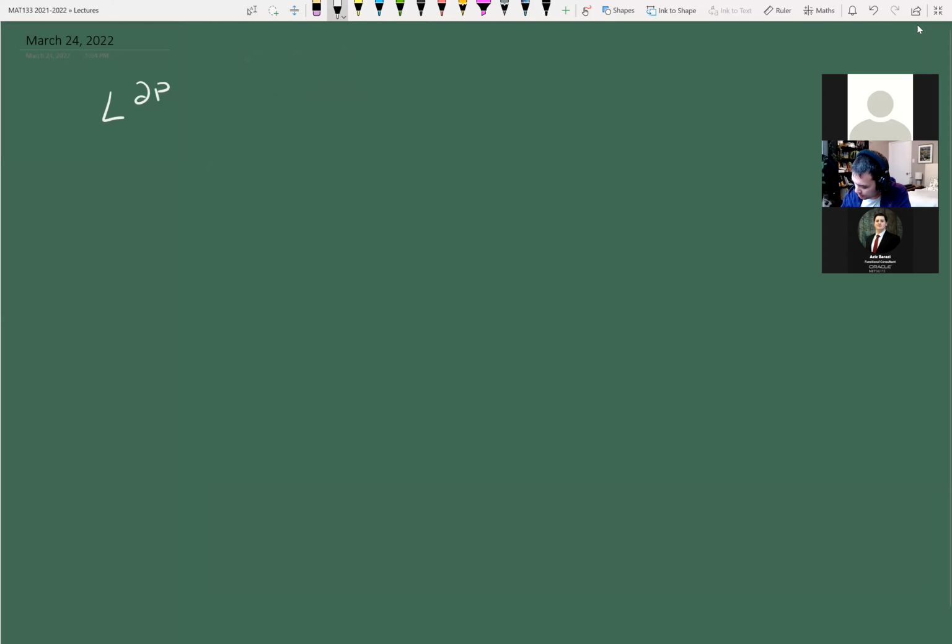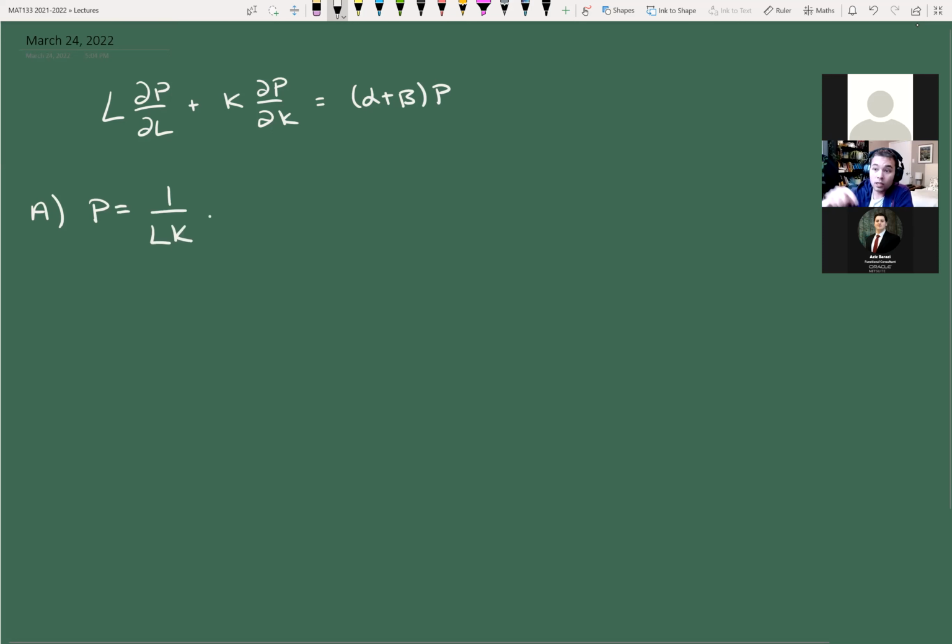We have L ∂P/∂L plus K ∂P/∂K must equal alpha plus beta times P. Okay, so what you're going to do is you basically want to compute both sides of this equation and then determine if they're equal, right? So let's just go through the options until we get one that works. Our first option is P equals 1 over LK, right? And if I differentiate this, let's compute the left-hand side first because the right-hand side is kind of easy. So the left-hand side has all the derivatives. Let's compute that.